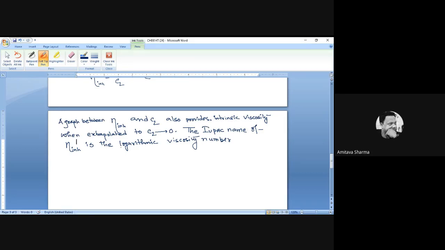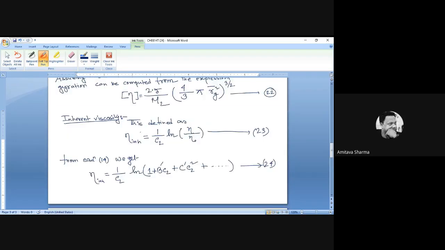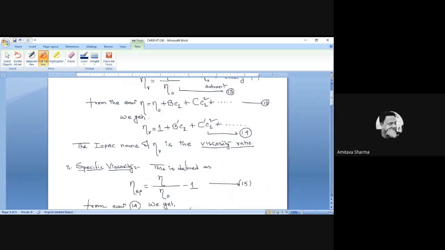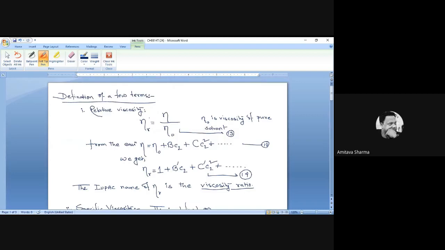So these are the several types of viscosity that we actually deal with. So first of all, I'm going through the discussion again. First of all, it is relative viscosity, and relative viscosity can be determined as eta by eta 0. That is, eta 0 is the viscosity of the pure solvent and eta is the viscosity of the solution.